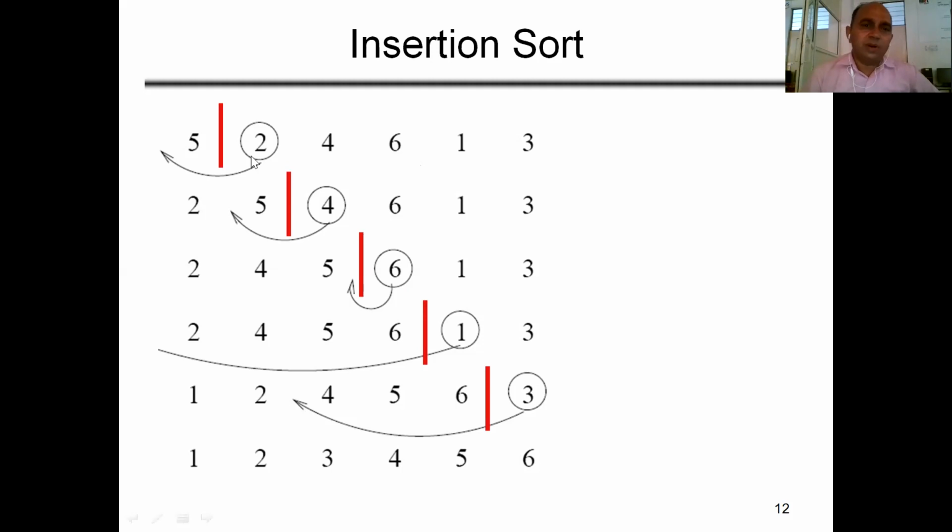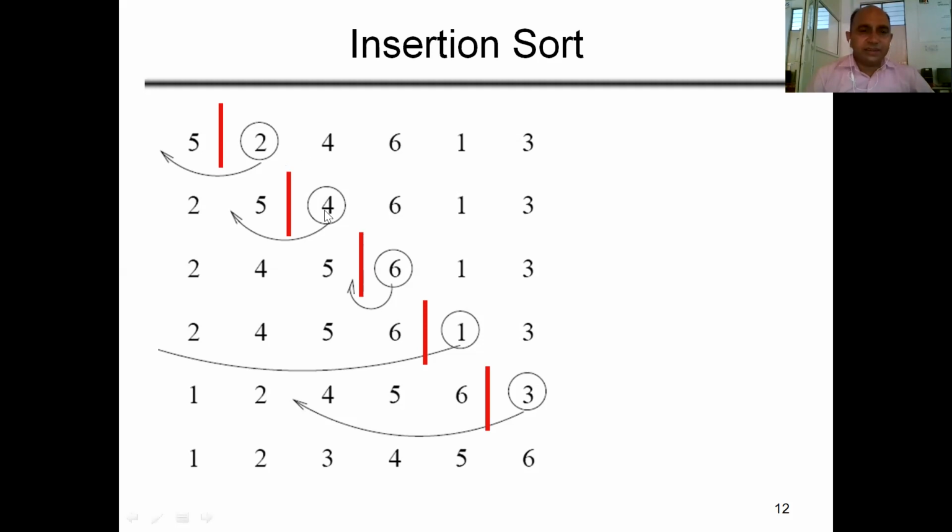To implement the concept of this algorithm, we have to select the key values. First, the circled value 2 is selected as a key, then 4, then 6, then 1, then 3. To implement the logic, we have to compare our key value to the left side array elements. Suppose we have only 5 here, so we have to compare 2 with 5, whether 2 will remain here or 2 will go to the left of 5 or right of 5. We can say 2 is less than 5, so 2 will go to the left of 5.